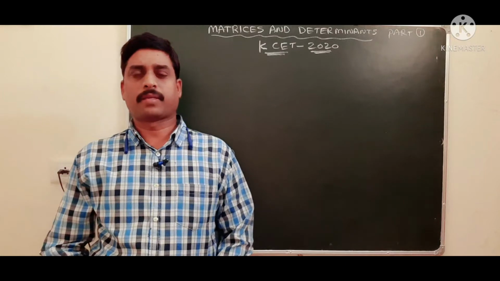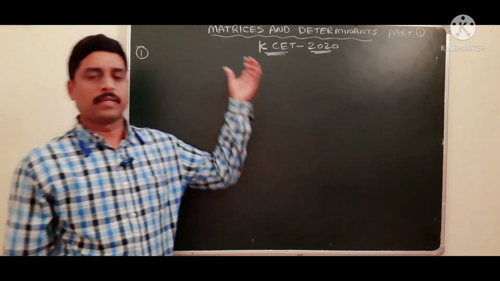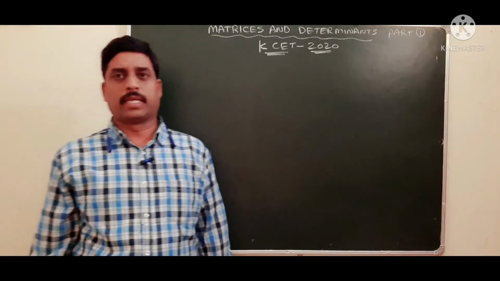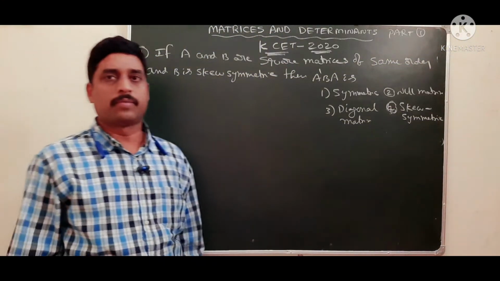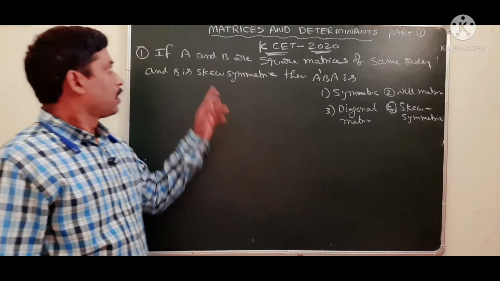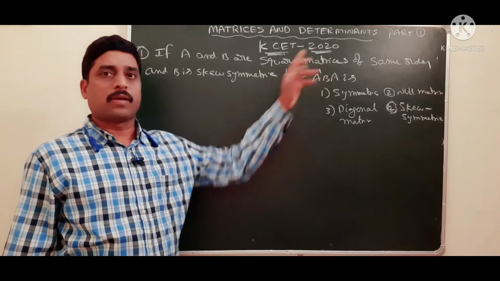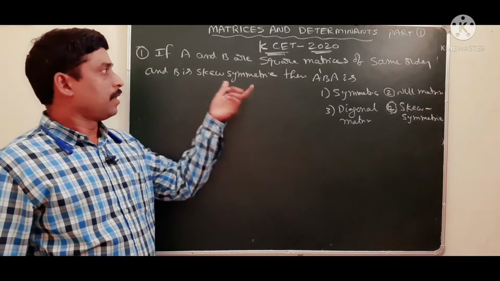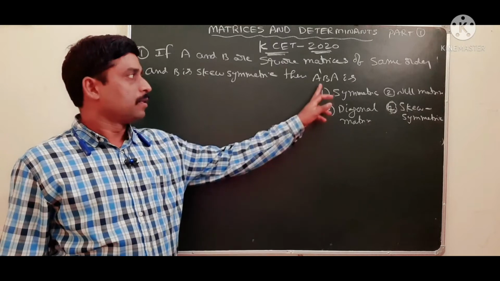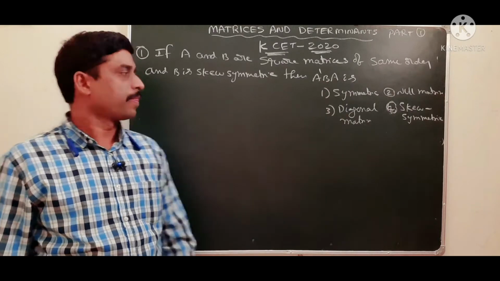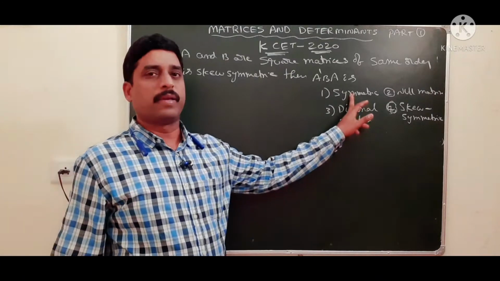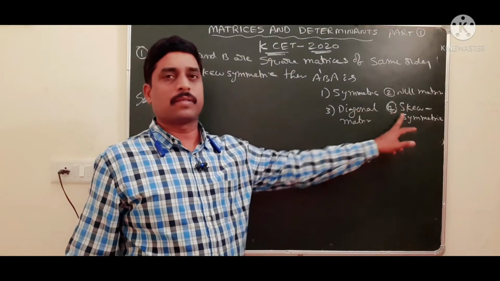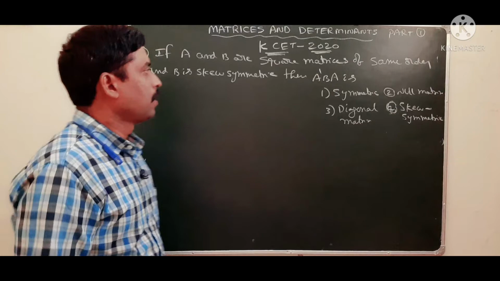Today I would like to explain matrices and determinants previous year questions KSET. Question number 1 from the 2020 paper: If A and B are square matrices of the same order and B is a skew symmetric matrix, then A dash BA is what? The options given are symmetric, null matrix, diagonal matrix, skew symmetric matrix.